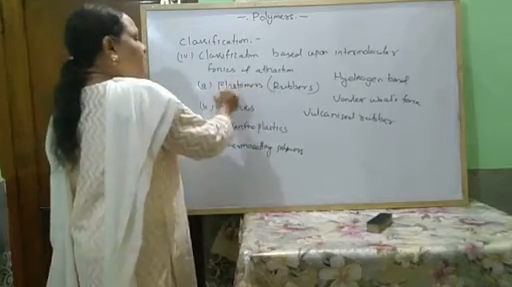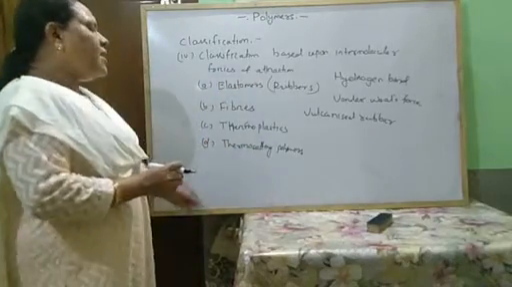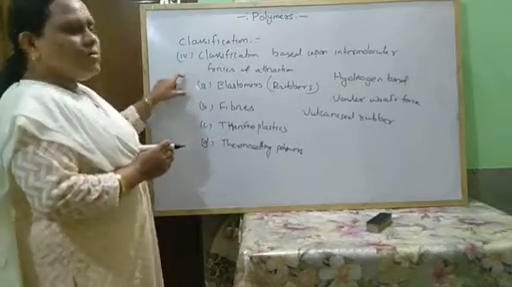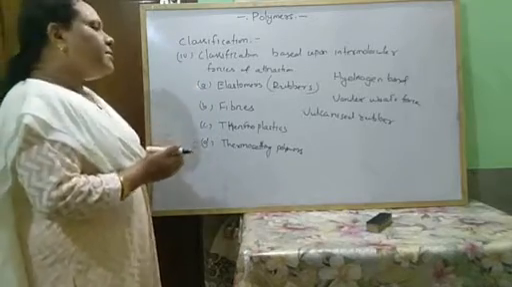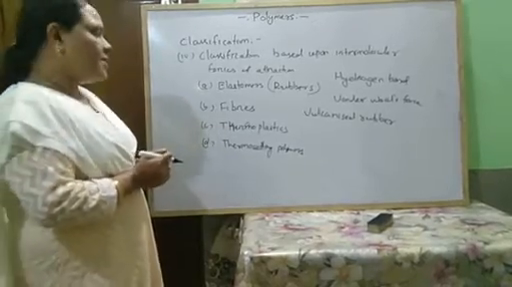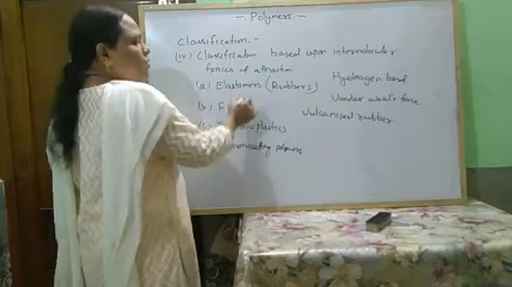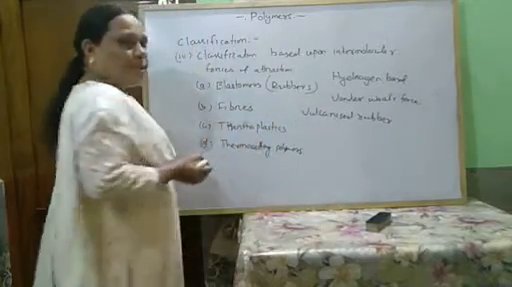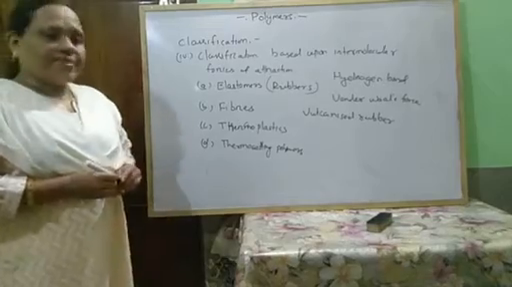So when some stress is applied, it can be stretched and become more tensile, and after the stress is removed, it comes back to its original shape. So these are elastomers. They have weak van der Waals force of attraction. Okay. Next, coming to fibers.